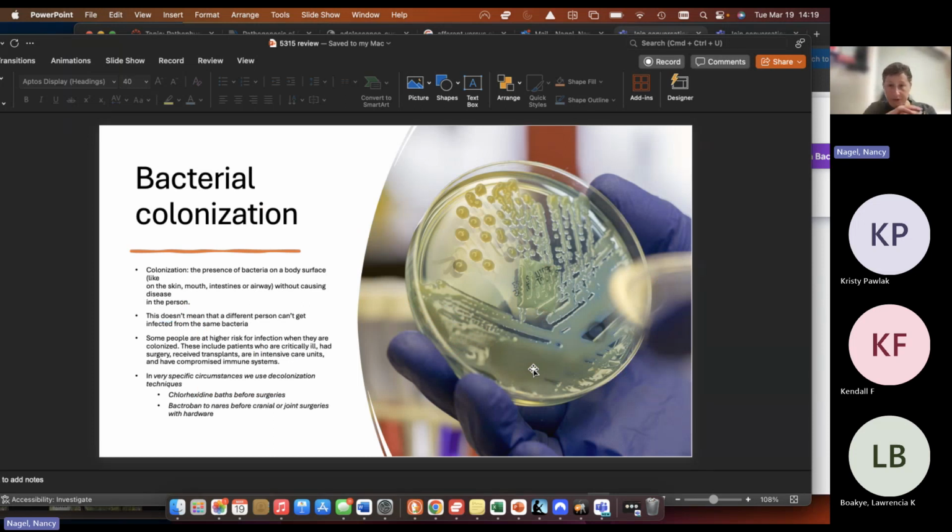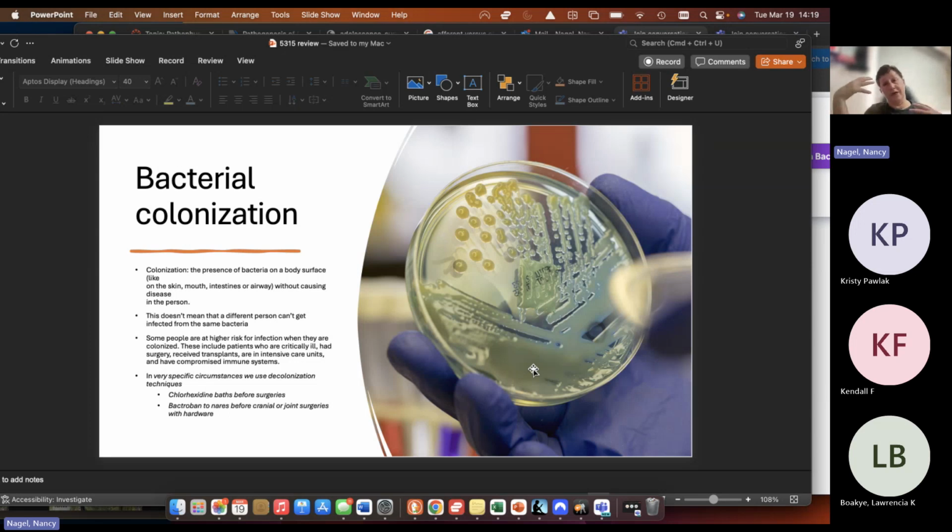Okay, switching gears. Everybody gets a little bit mixed up when it comes to bacterial colonization. So it's really straightforward. It's the presence of bacteria on any of your body surfaces, and we all have it.